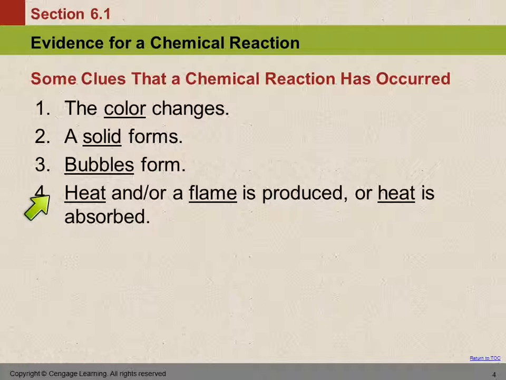Another thing is heat being absorbed or produced, or a flame being produced. When we light a Bunsen burner, there's light given off and heat that's given off. That's evidence that there's a chemical change. That energy in the form of light and heat is coming from somewhere. It's coming from the stored potential energy within the chemical bonds, and in that process of that chemical change, the energy is being released. The substance is being destroyed.